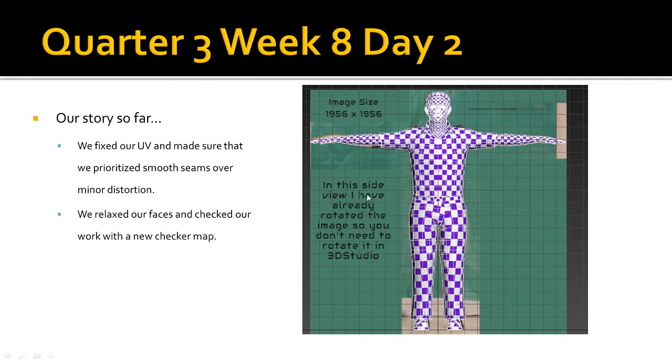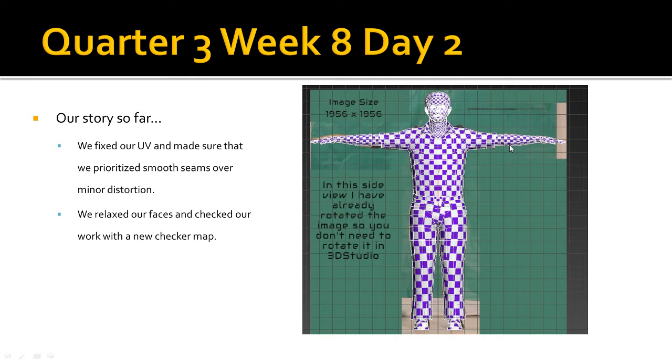The story so far. We fixed our UV and made sure that we prioritize smooth seams over minor distortion. We relaxed our faces and checked our work with a new checker map. So go ahead and make sure that your checker map is nice and smooth. Everything looks good. Remember, we're going to have some weird seams here and there, i.e. around the crotch where we have the separate section for the zipper we're going to do today, and some other minor places around the hands.